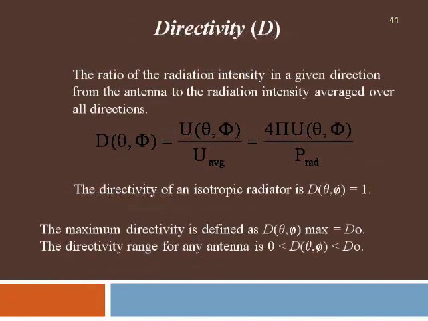What do we mean by directivity? The ratio of the radiation intensity in a given direction from the antenna to the radiation intensity averaged over all directions. So as shown in this equation, the directivity of an antenna which radiates uniformly in all directions, or what we call an isotropic radiator, is considered the lowest, that is 1. So the maximum directivity is defined for a particular direction, and this will be identified first.